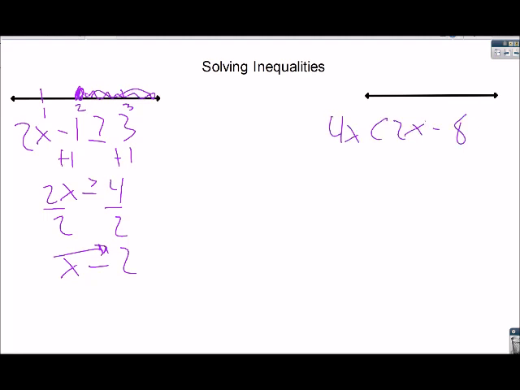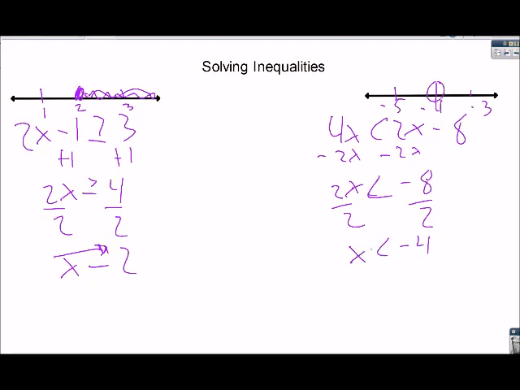I'm just going to move all my variables to one side, all of my constants to another, and then solve for x. So now I have my number in question, then one number above it, one number below it. Because it's just less than, and there's no or equal to, I'm going to do an open dot, and it says any number less than -4, and there's my arrow to help me prove it.